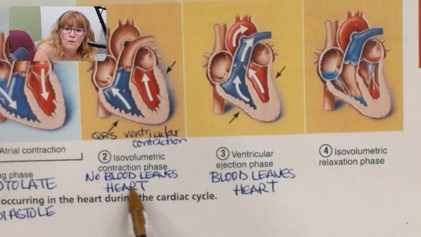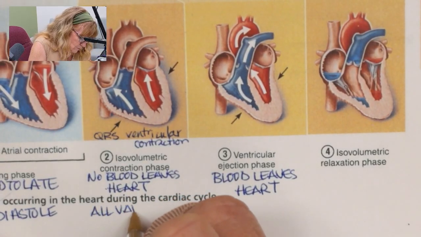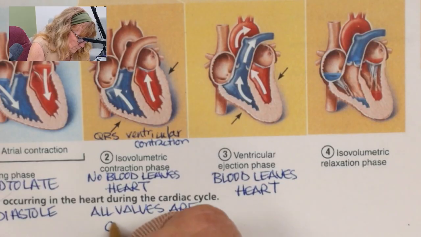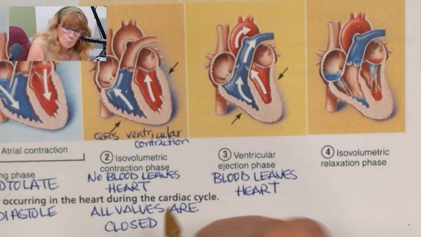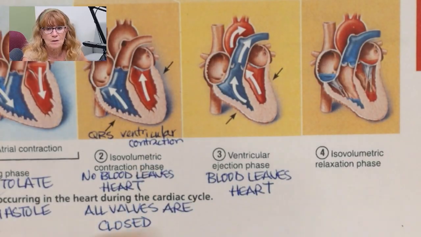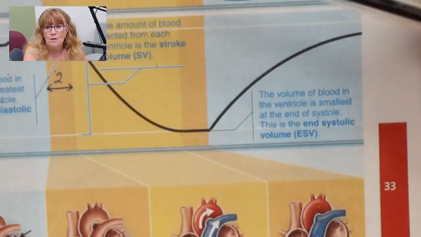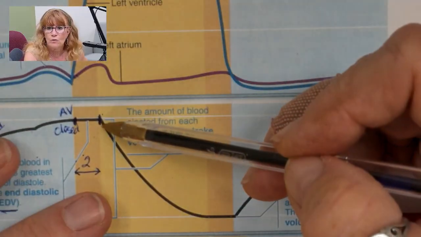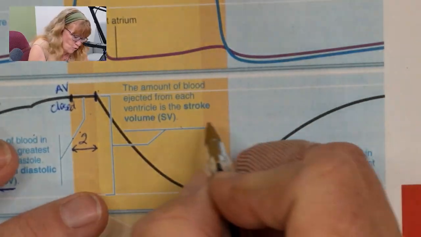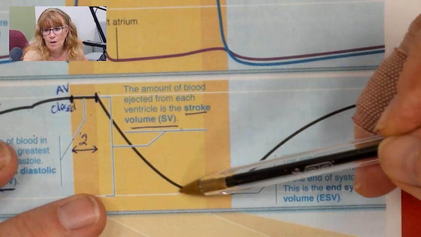Let's also make sure we know on here, all valves are closed. That's why we call it isovolumetric time, because no blood is entering or leaving the heart, because all the valves are closed. Okay, so blood leaves the heart because we opened the semilunar valve right here. And so now the blood that's leaving the heart is known as stroke volume. So all during this time period, this blood is leaving the heart.